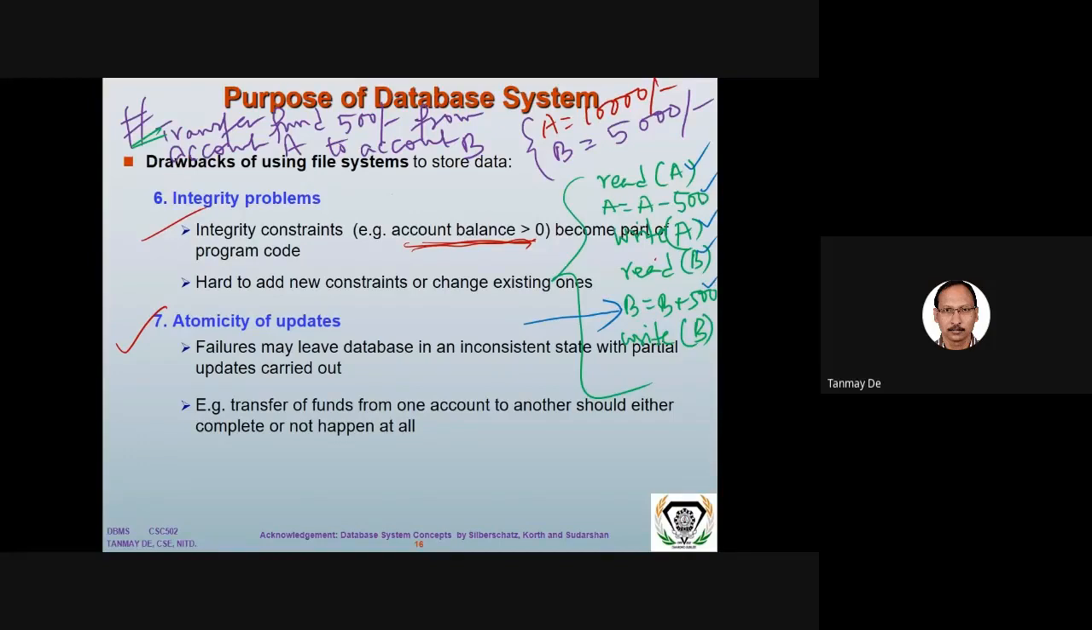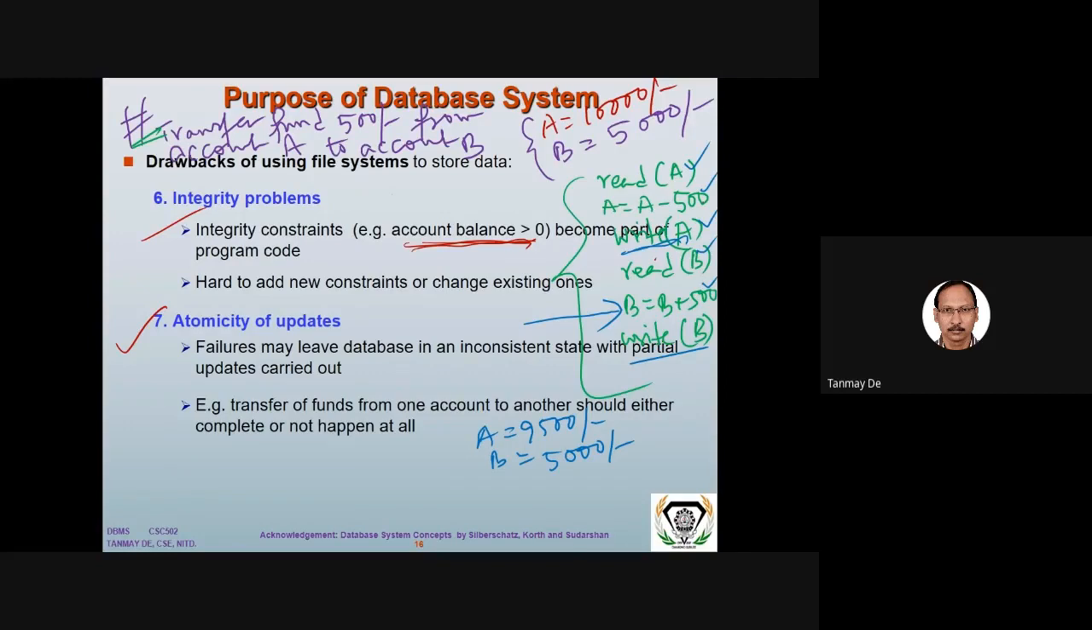So what happens if this write operation is done successfully? Then account A consists of 9500 rupees, isn't it? Account A consists of what value? 9500 rupees. And account B, what value? No change, isn't it? Because the write of B is not executed before the system crashed.